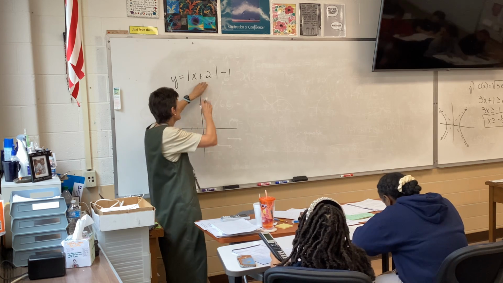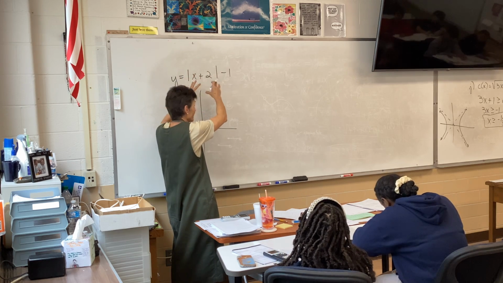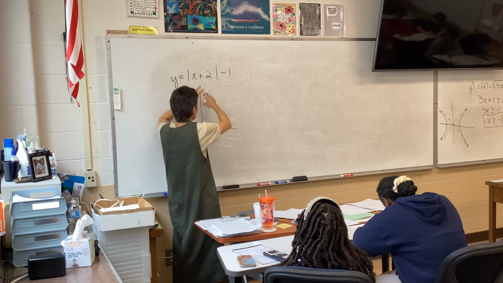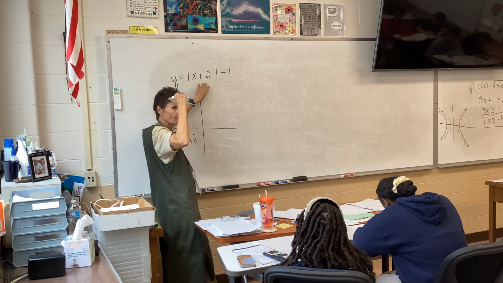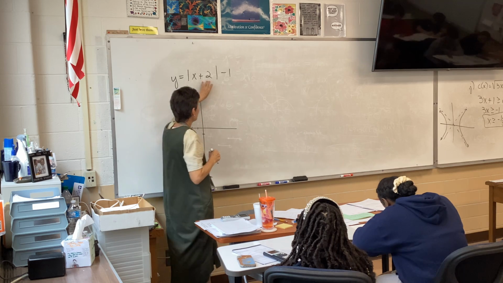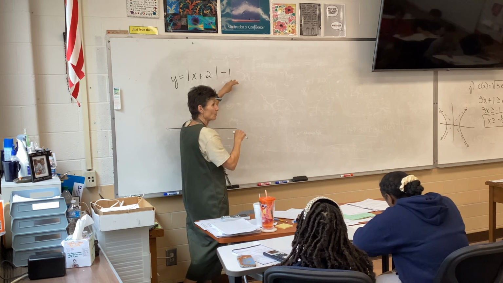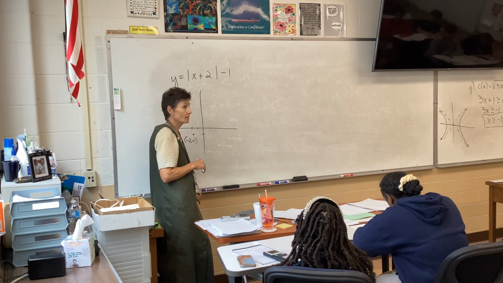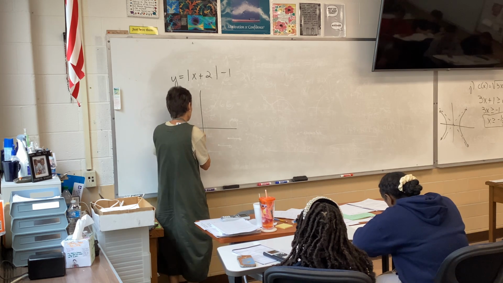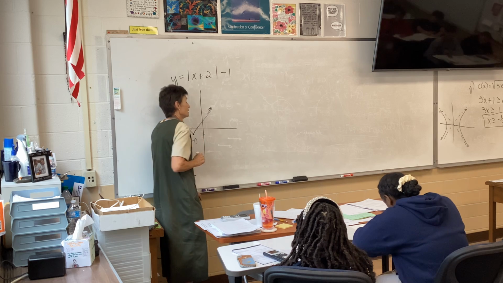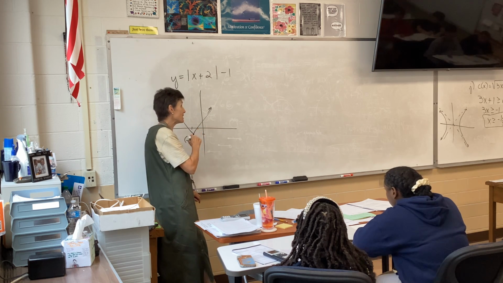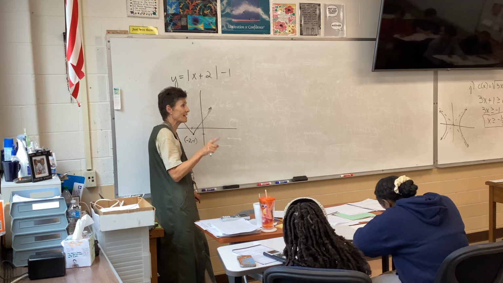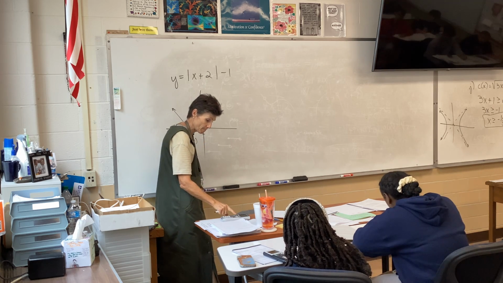Adding 2 inside the grouping, inside the absolute value or the parentheses, whatever you've got here, moves you left 2. And then this number, which is outside the grouping, moves you down 1. Yep. So we've got our handy dandy V, which you need to be able to sketch without a calculator, but I wanted you to know how to get that on your calculator if you needed it.